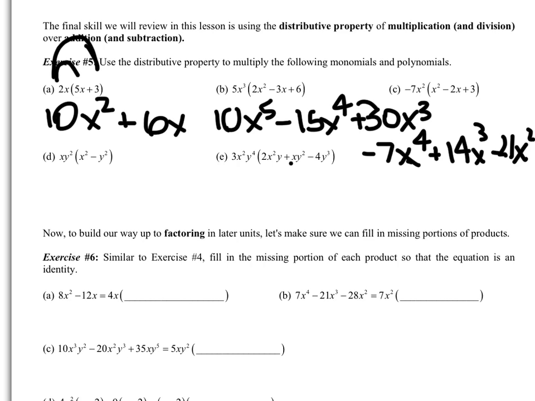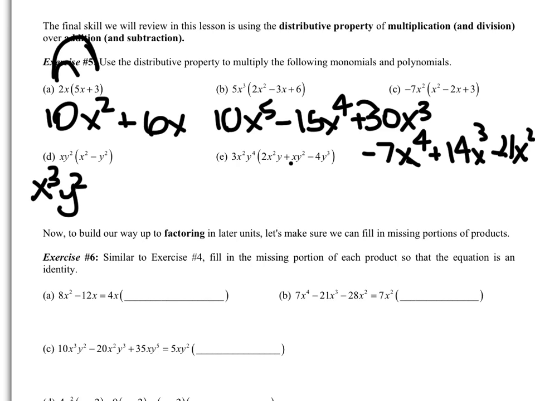Moving down to D, no numbers here, no constants, not a problem. We're going to multiply xy squared by x squared. But how do we multiply xy squared by x squared? Well, simply put, we just multiply the x by the x squared to get x cubed, and the y squared is just kind of tagging along for the ride.